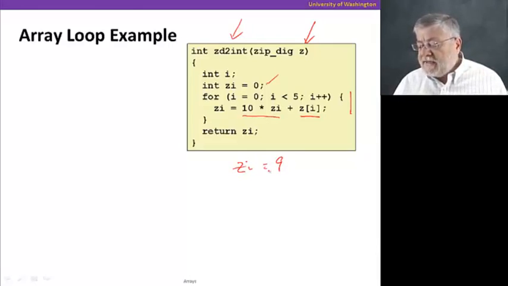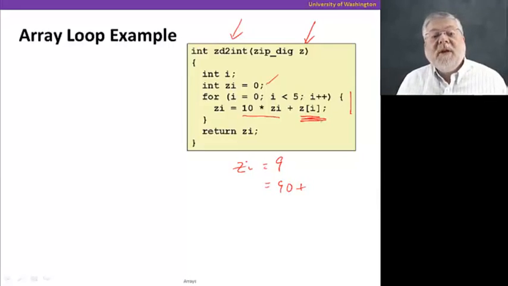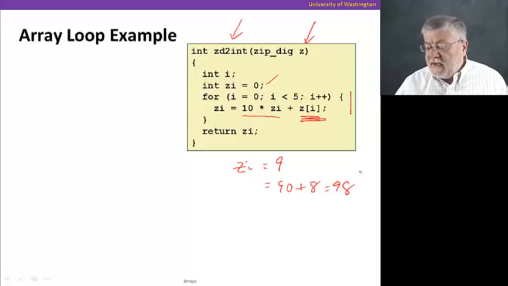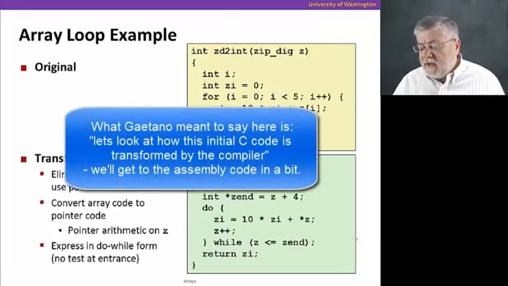So the result here would be zi equals 9 if we're doing the UW array. The next time around, of course, we'll multiply this 9 by 10, so it'll be 90 plus the second digit, which will now have the index z sub 1, and we'll see an 8 here. So we'll get 98, right? And then the next time around, it'll be 98 times 10 plus the next digit, which is a 1, to yield 981. And so on.